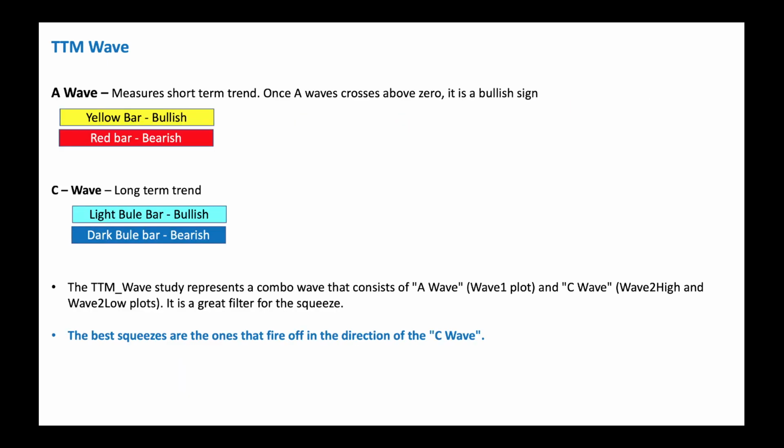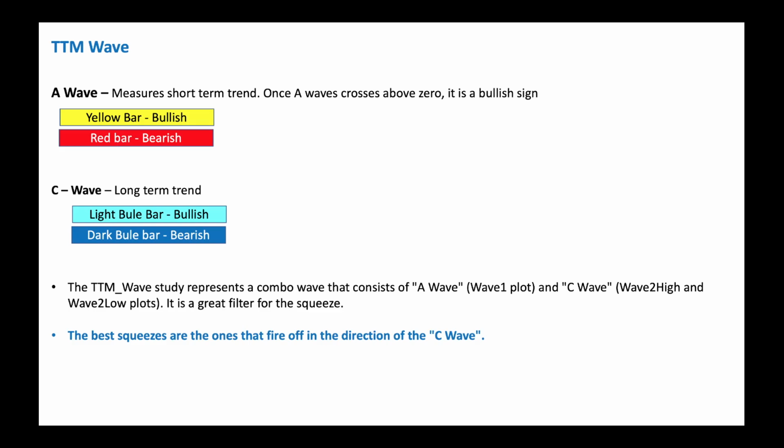So with that, we have some more indication here. There is an A wave. A wave measures short-term trend. Once A wave crosses above zero, it's a bullish sign. So A wave has a yellow bar, which is bullish, and a red bar, which is bearish. So the moment you see yellow bars, the stock is getting bullish at that point. And conversely, when you see a red bar, it's bearish.